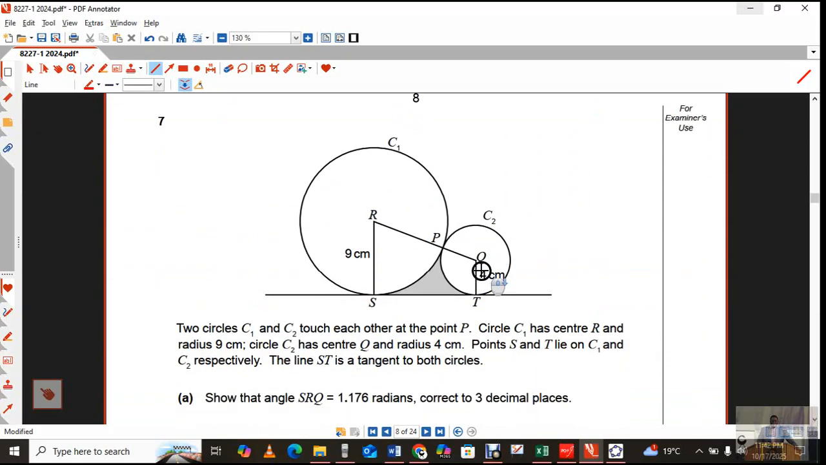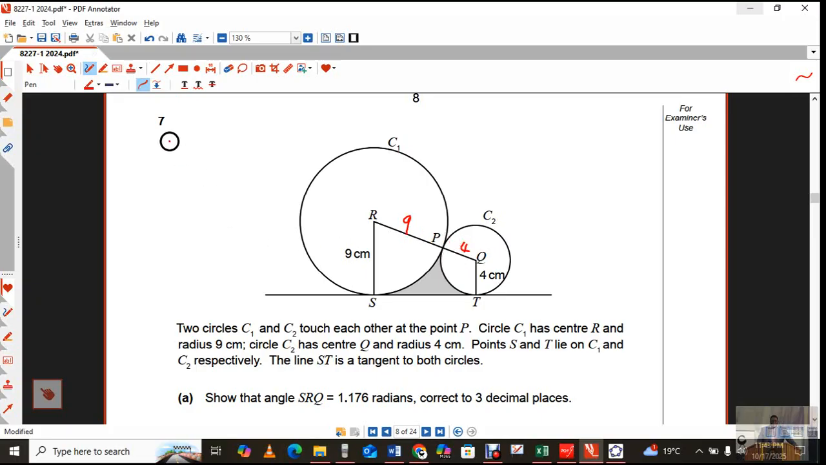Okay, let's start with question 7. Two circles, C sub 1 and C sub 2, touch each other at point P. Circle C1 has center R and radius 9 centimeters, and circle C2 has center Q and radius 4 centimeters. I'm going to stop there. The radius from R to S is 9, which means R to P is also 9. The radius Q to T is 4, which means from Q to here it's also 4.